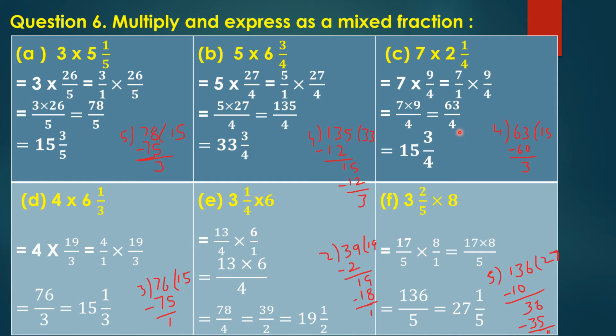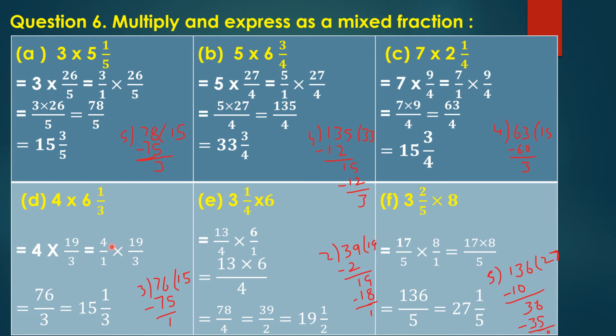Okay, so we got the answer. And now this is to be converted into a mixed fraction. This will become 15 3 by 4, because 4 15s are 60, 60 plus 3, 63, 63 by 4. The next one, 4 into 6 1 by 3. Write down 4 as it is into 6 1 by 3, it will become 19 by 3. So you know how to do the multiplication of the mixed fractions and get the answers.